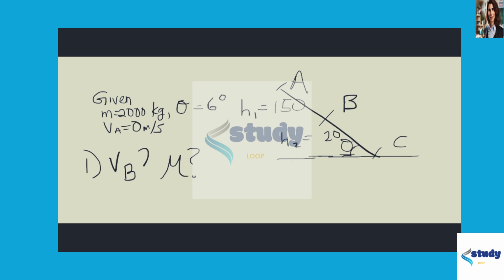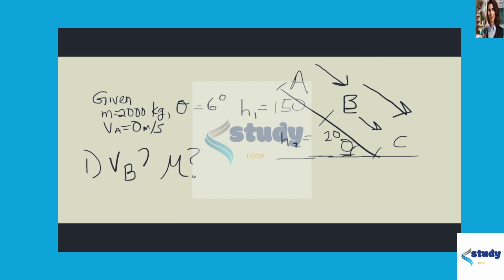So what we have here is a problem that is using the conservation of energy, and what we're given is that a car starts from point A, from rest, coasts down to point B, and then from point B onwards the brakes are applied to where the car is brought to rest at point C. So what we're asked to find is what is the velocity at point B and the coefficient of friction between the ground and the car's tires from B to C.